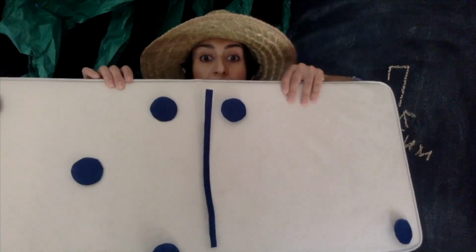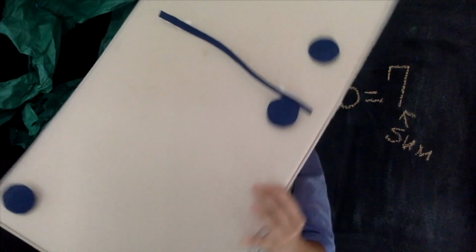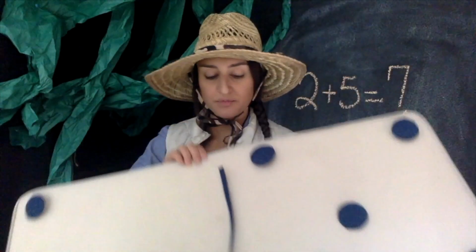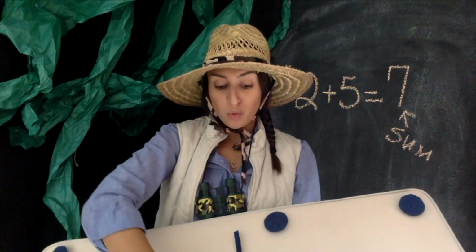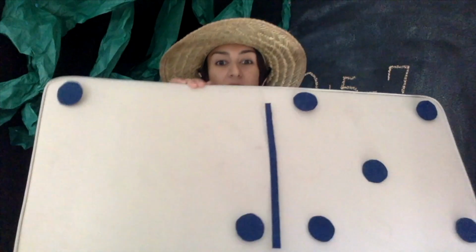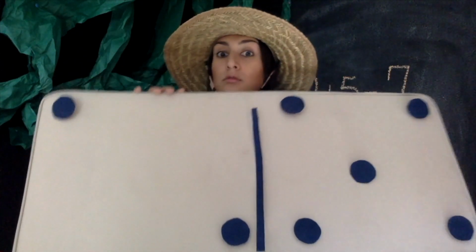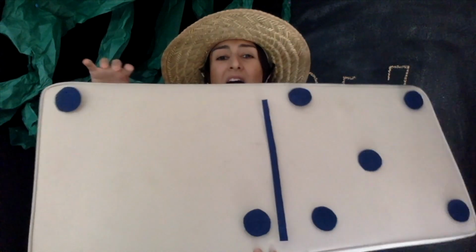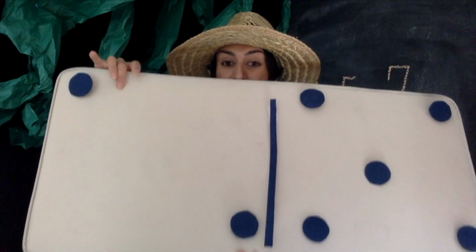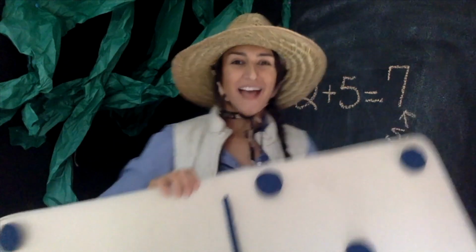So now it's time for the next step. Let's take our domino and let's switch it around. All right. So with our domino, we want to make sure that we are taking a look at the dots. So one more time, how many dots does this side have? 5. How many dots does this side have? Obviously, 2.